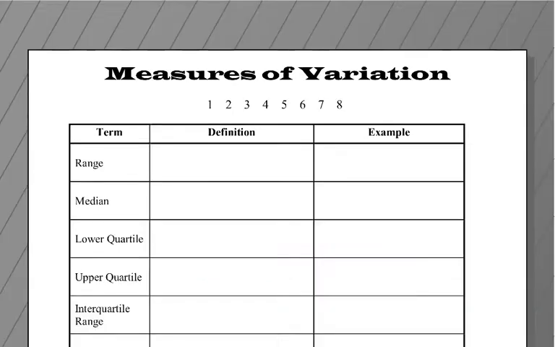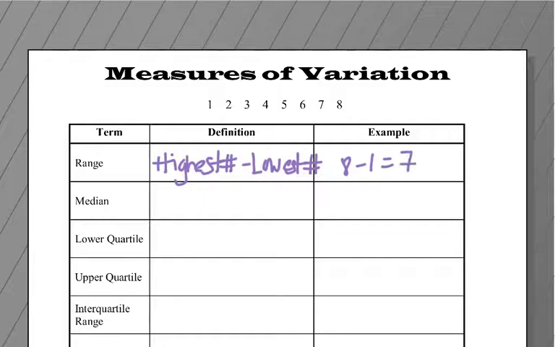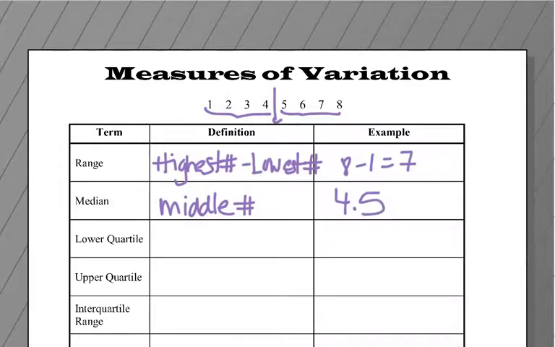The main thing we want to go over today, though, is the measures of variation. Do you remember what the range is? Range is the highest number minus the lowest number. It's always nice when the numbers are put in order. So here, the range would be 7. Median, we know, is the middle number. And so here there's an even number of numbers, right? So the median would be right in between those two, or 4.5. So the median doesn't have to be one of the numbers.